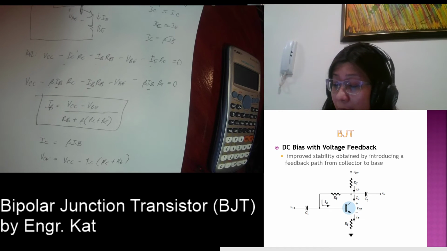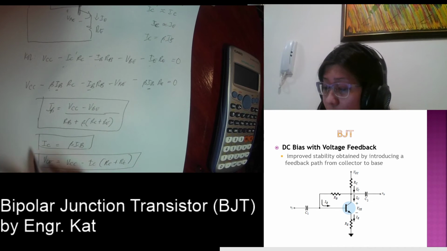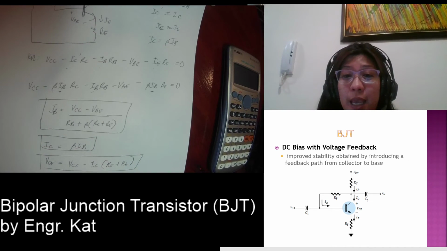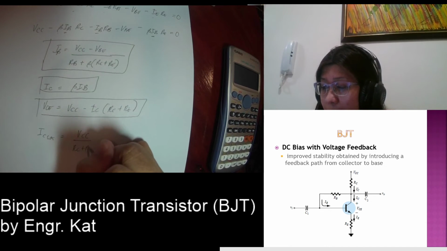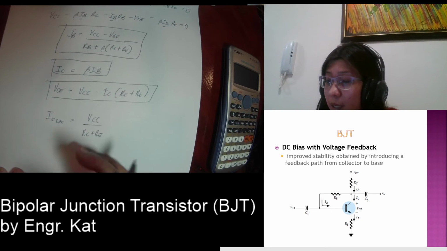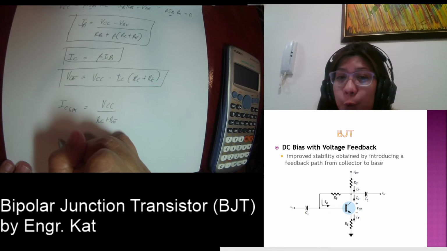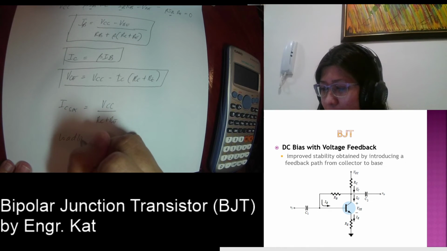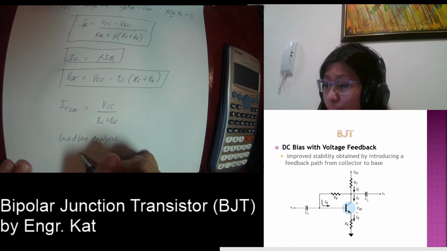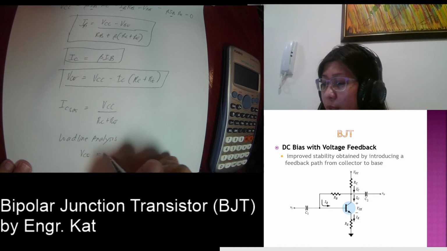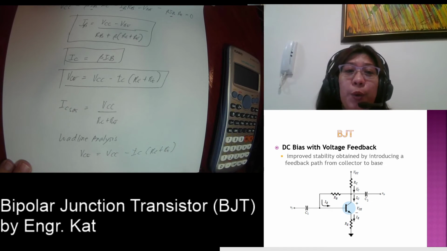So therefore, your IC SAT is the same. So IC SAT is VCC all over RC plus RE. Likewise, your load line analysis is the same. So what is your load line analysis? Your VCE is equal to VCC minus IC times RC plus RE. So it is the same.